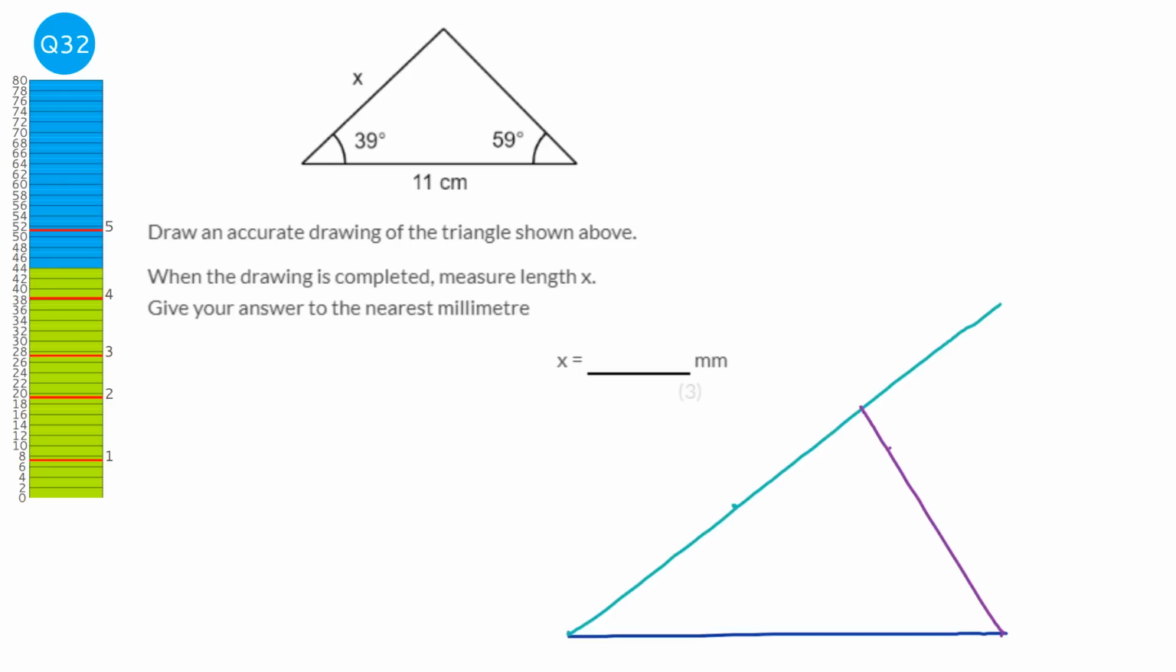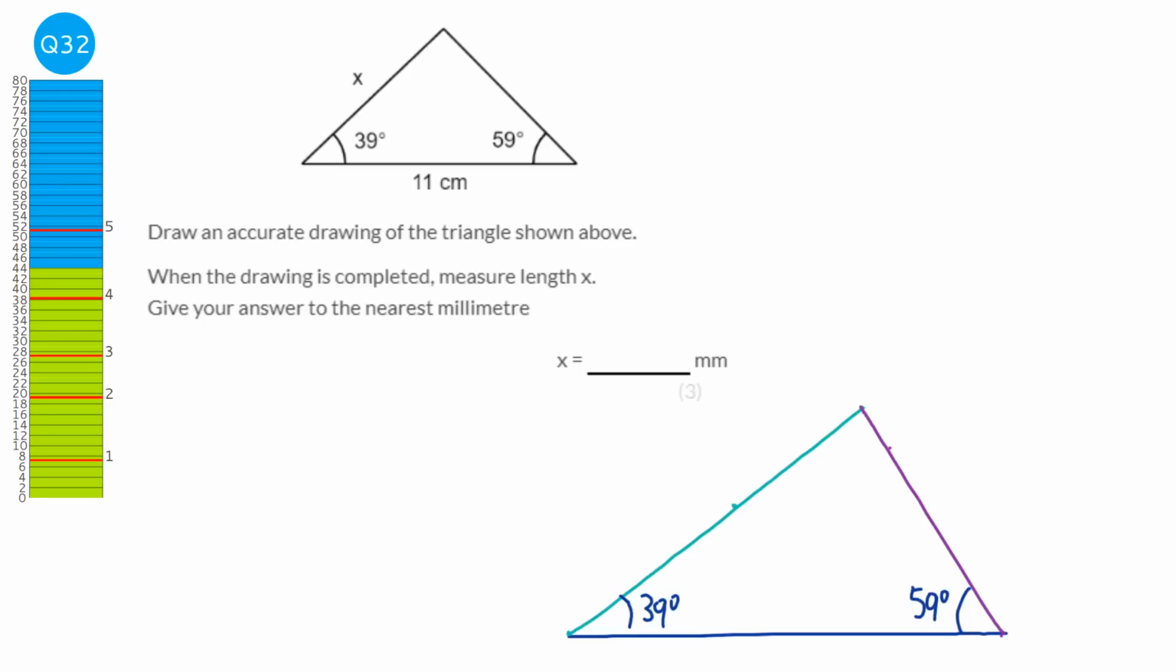And then what you can do is you can get your rubber and just rub out the extra bit of line that we had to do. And so this is our 39 degrees here. And you don't need to label this on the diagram, but just so we know what we're doing. And it says when it's completed, measure length x.